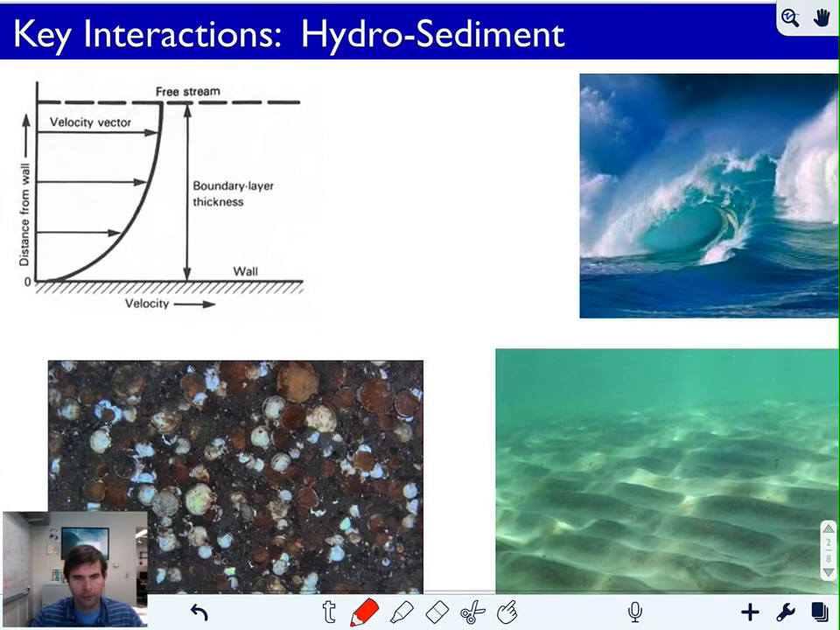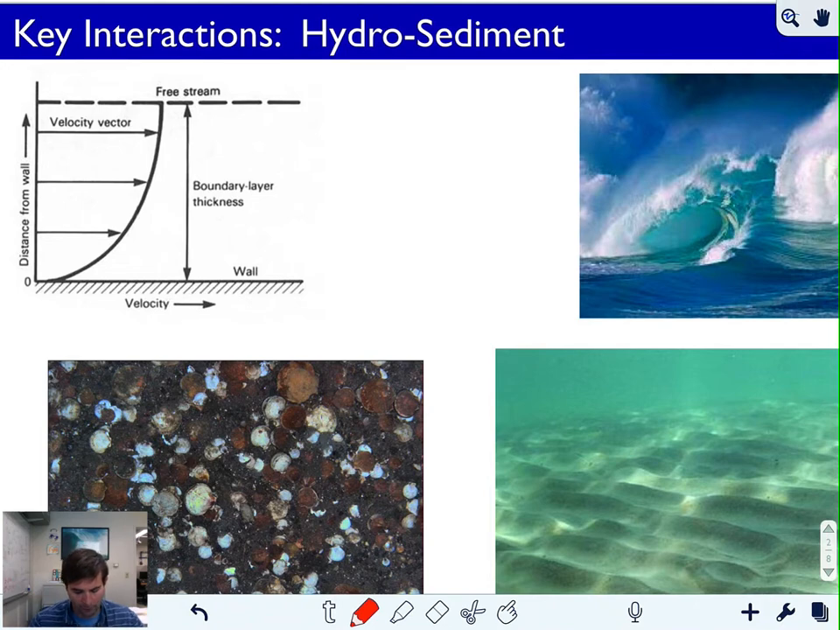Key thing about these bottom processes, we have an interaction between the hydrodynamics and the sediment. And the hydrodynamics include both wave-driven and current processes, or velocity processes. We have a boundary layer flowing over a relatively uneven bottom, which imparts a stress on the bottom, and that stress can give rise to erosion of the bed, transport of sediment, and those sediment processes shape the bed, and the bed itself can have some kind of roughness.